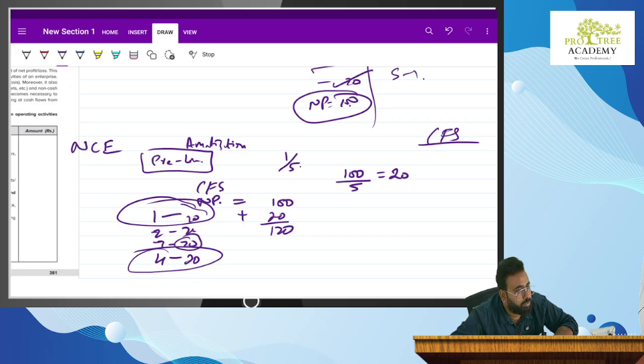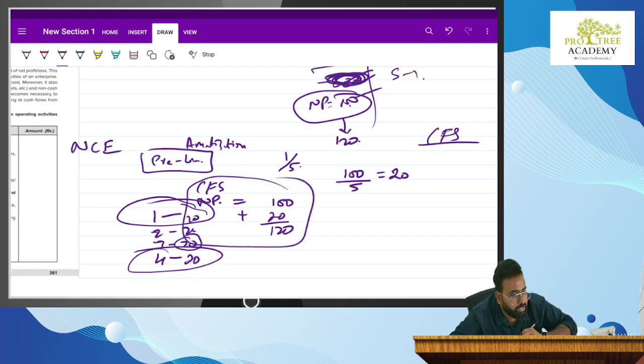Everybody is understanding? In other words, if this 20 would have never gone to P&L, what would have been the answer? 120. Correct or no? If this 20 would have never gone to the P&L as a preliminary expense written off, then what would be your actual profit? 120. Correct or no? Same, sir. We are trying to arrive at that only, sir.